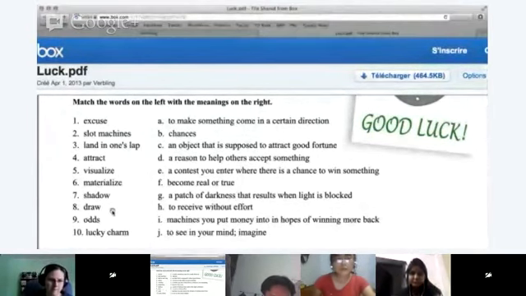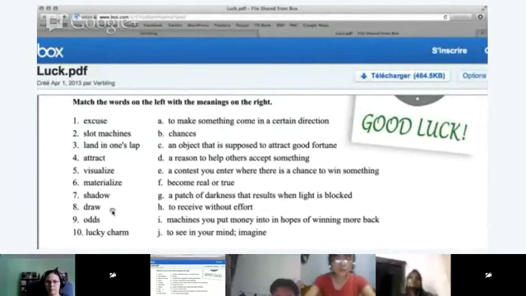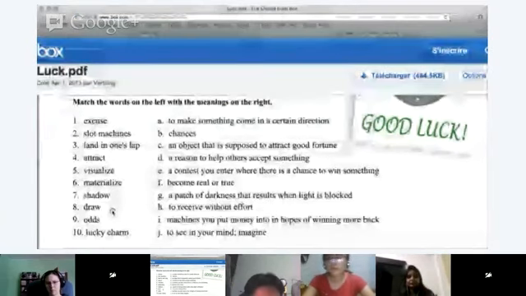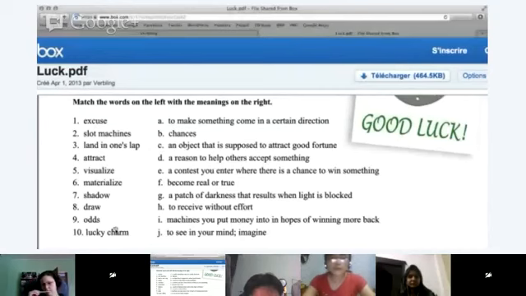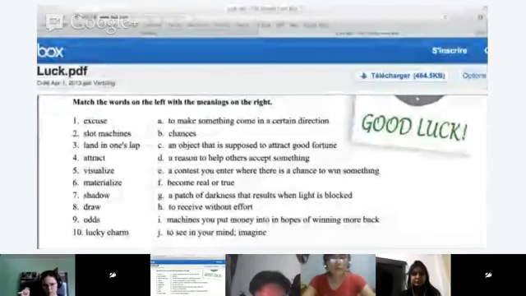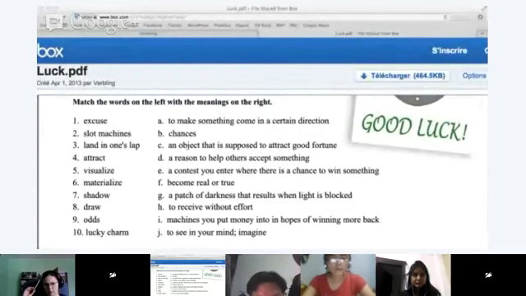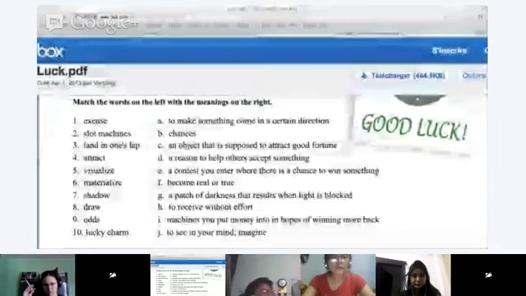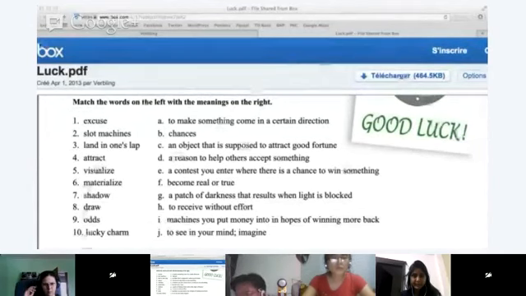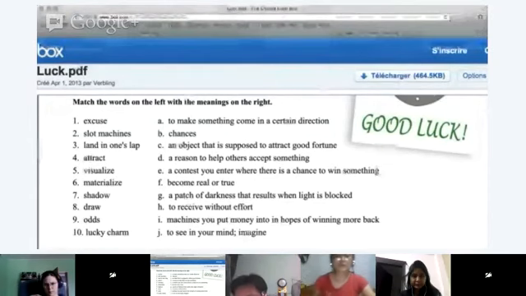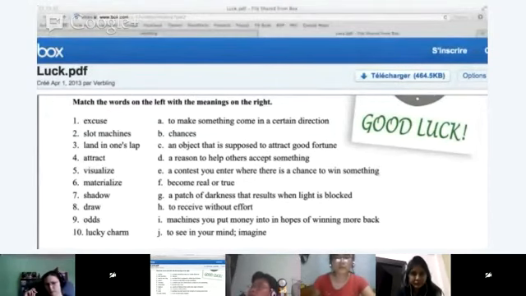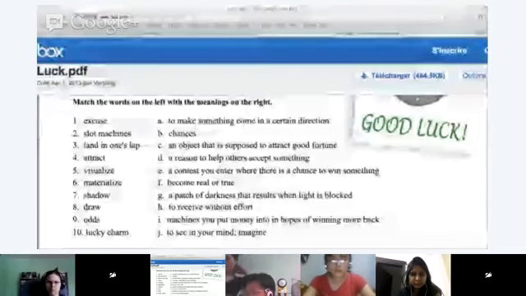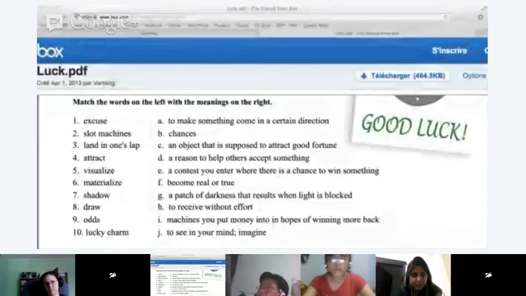What about odds? What's an odd? Chances. If you have good odds. Yeah, exactly. So odds are chances. So 9 is B. And then we have one more, 10. What's a lucky charm? So some people have rabbit's feet that they rub for good luck. Oh. And that's the lucky charm. An object that is supposed to attract good fortune. All right. So in my culture, it's pretty common to have a rabbit's foot, and you can rub it for good luck.